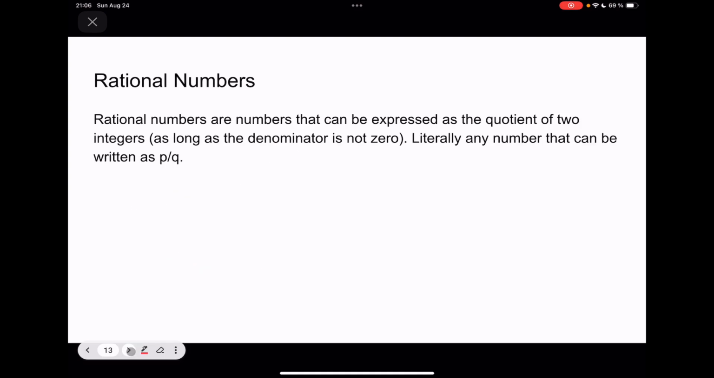Rational numbers. Rational numbers are numbers that can be expressed as the quotient of two integers, as long as the denominator is not 0. So, this is usually modeled by p over q, okay? P is going to be an integer, so it could just be, say, 2. And q is going to be a non-zero integer, so let's say 4. Q can't be 0 because you can't divide by 0, you get undefined.